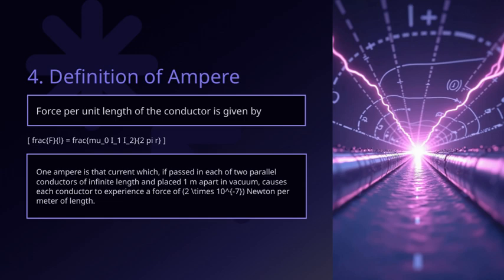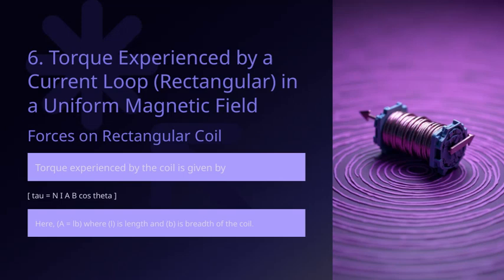This definition ties the concept of current directly to the magnetic force it creates, which is fundamental in understanding electromagnetism and the behavior of electric currents. Here, A equals L times B, where L is the length and B is the breadth of the coil. The torque, tau, is given by the formula NIAB cos theta.